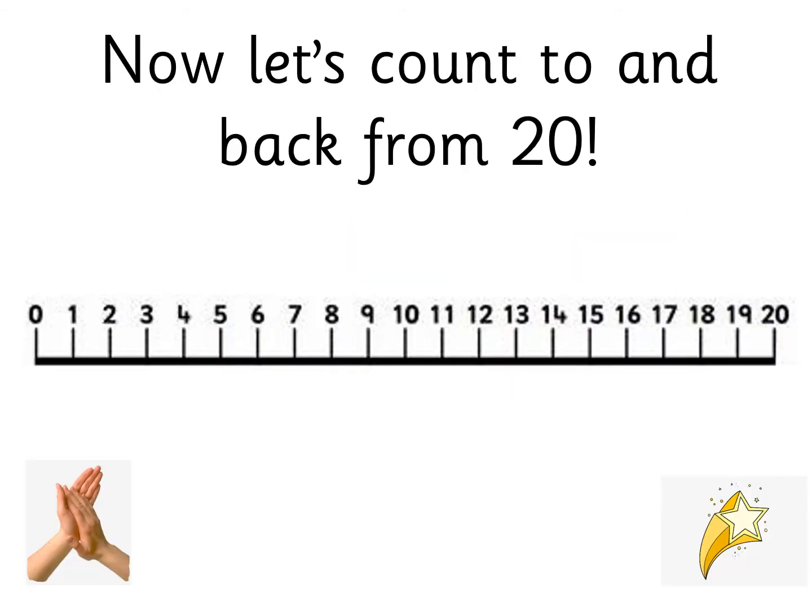We're going to count forwards and backwards from 10 to 20. So first let's do shooting stars starting from 10. 10, 11, 12, 13, 14, 15, 16, 17, 18, 19, 20. And from 20, let's go back to 10. 20, 19, 18, 17, 16, 15, 14, 13, 12, 11, 10.